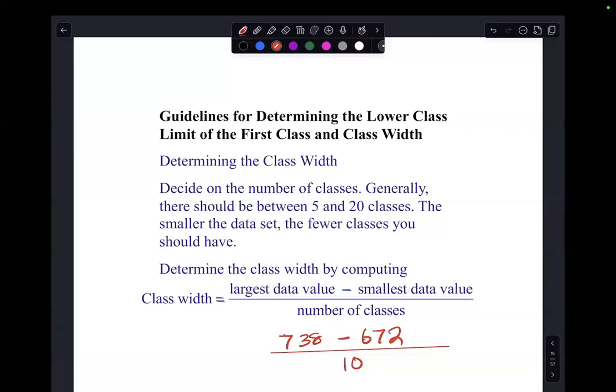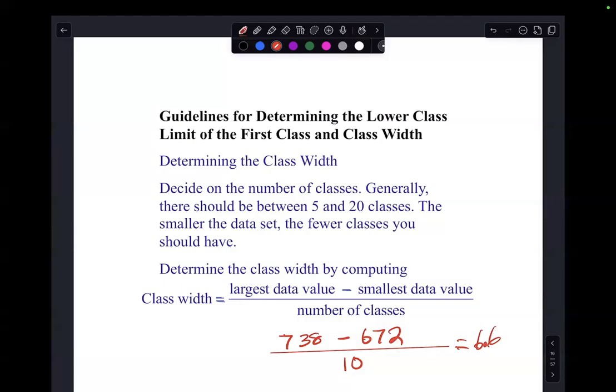When that happens, my bin width is 6.6. How annoying would that be? How annoying would that be if my bin width was 6.6? I really, really dislike that. This is not how I determine my class width.